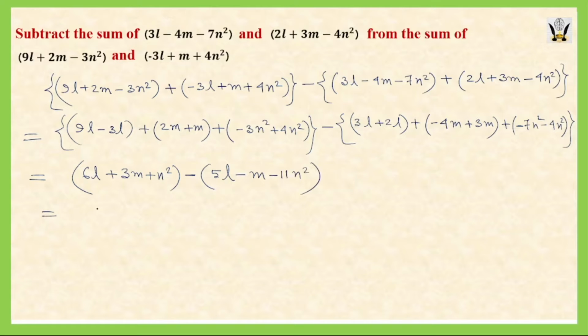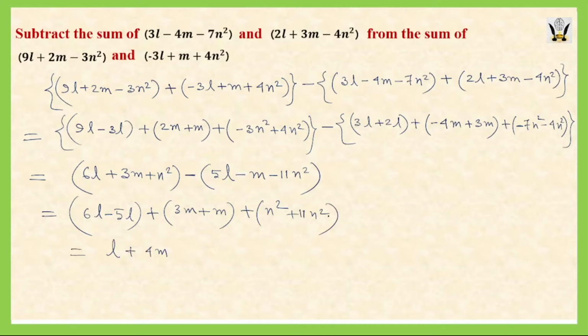Now again we will group as per their variables. So here it is 6L, then minus 5L. Then after that we will be combining the m. So here it is 3m minus, and here again we have another minus, so it will be plus. So plus m minus 1 minus m, it will be plus m only. Then here again we have n square, and again minus 1 and minus 11, so it will be plus 11 only. So plus 11n square. Then after further simplification we will be getting L, then we will be having 4m, and then 11 plus 1, it will be 12n square. So this is our simplified or final answer.